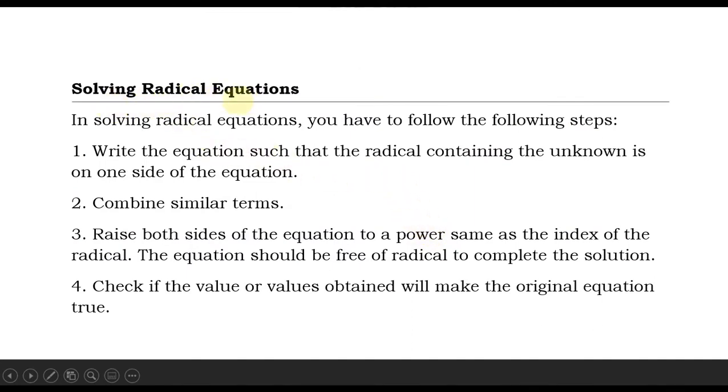Solving radical equations. In solving radical equations, you have to follow the following steps. 1. Write the equation such that the radical containing the unknown is on one side of the equation. 2. Combine similar terms. 3. Raise both sides of the equation to a power same as the index of the radical. The equation should be free of radical to complete the solution. 4. Check if the value or values obtained will make the original equation true.